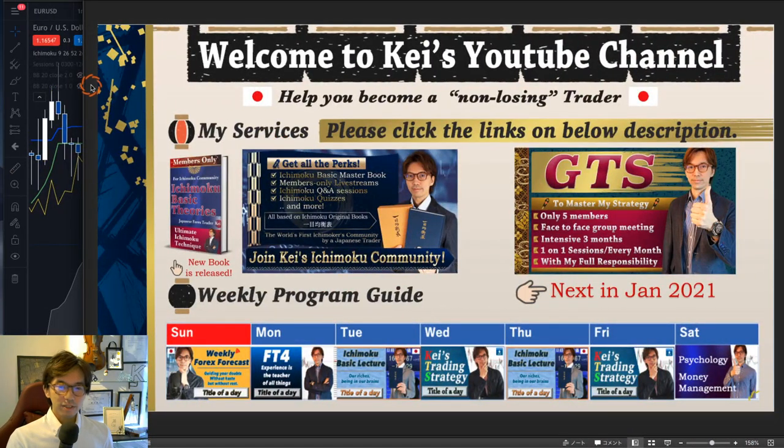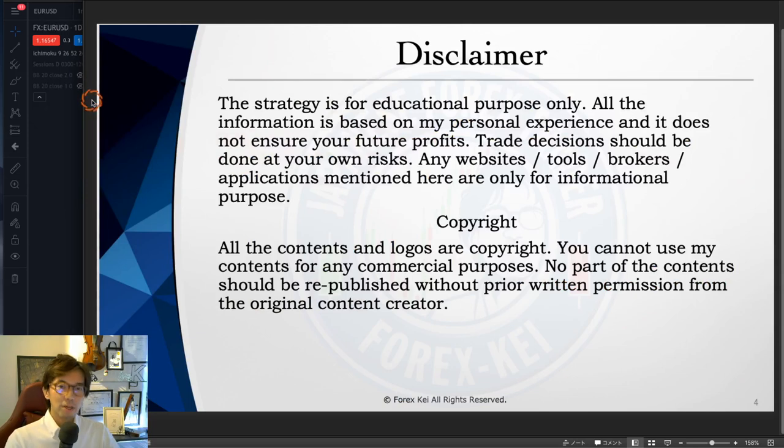Before starting anything, just briefly as a disclaimer, this information is basically based on my experience and knowledge. So when you take trades, please do so at your own risk.